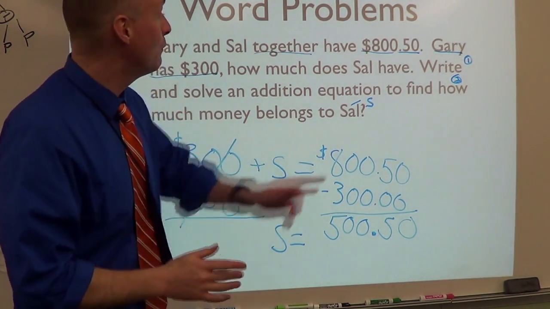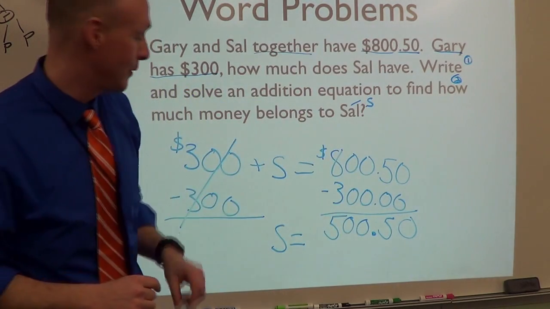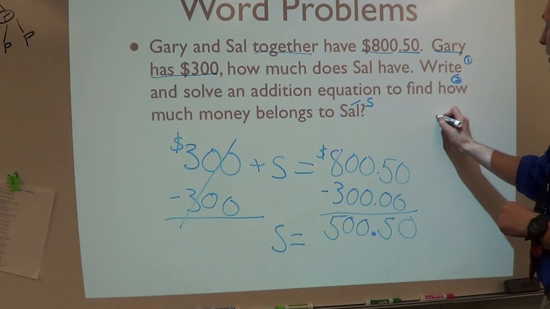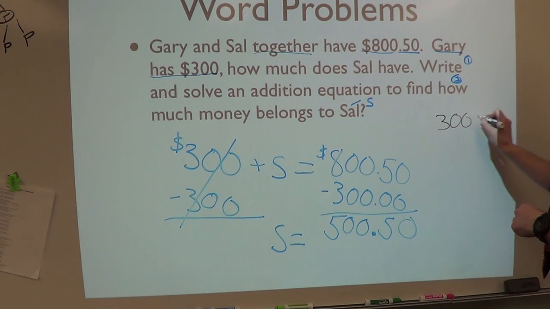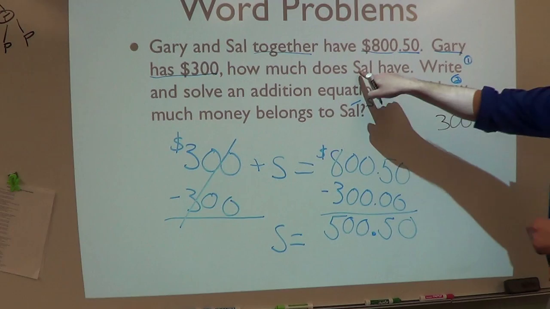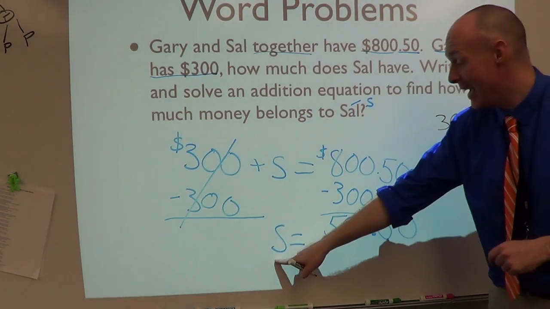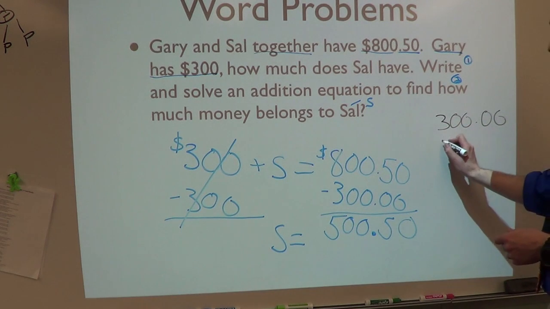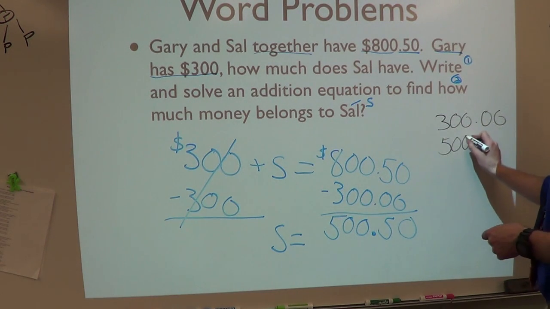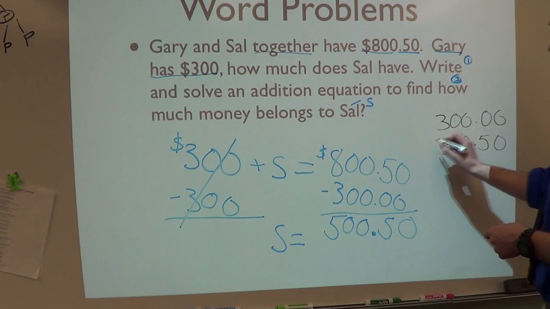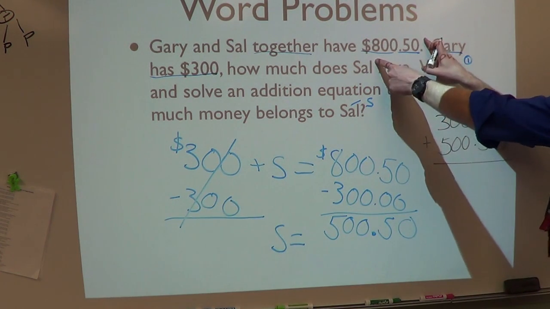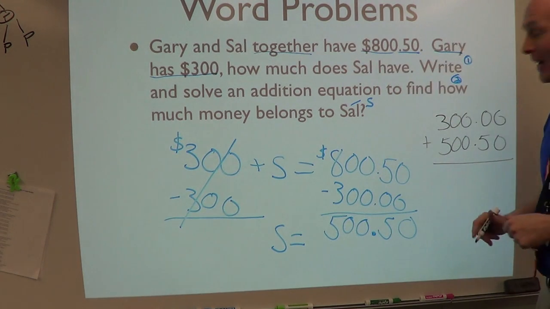Now, if you want to double check our work, let's add what Gary had and what Sal had, and let's see if we get our total of $800.50. Gary has $300. Sal, we said Sal has $500.50. Now, if we add these two, I'm hoping we come up with this, because that means we did it right.